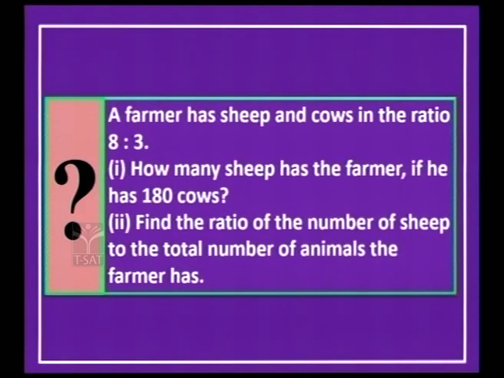Let us move on to our next problem. A farmer has sheep and cows in the ratio 8:3. How many sheep has the farmer if he has 180 cows?